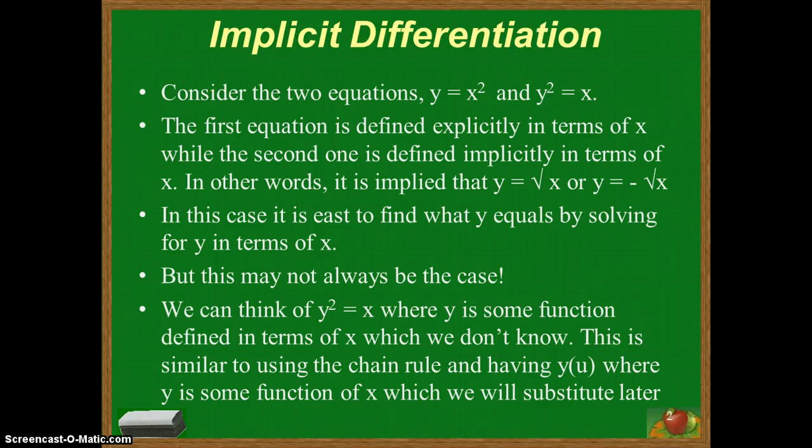We can think of y squared equaling x, where y is some function defined in terms of x, which we may or may not know. This is similar to using the chain rule and having y of u, where u is some function of x, which we substitute in later. So implicit differentiation involves using the chain rule.